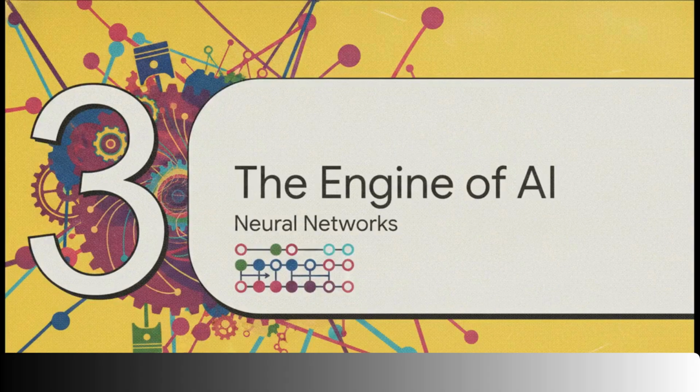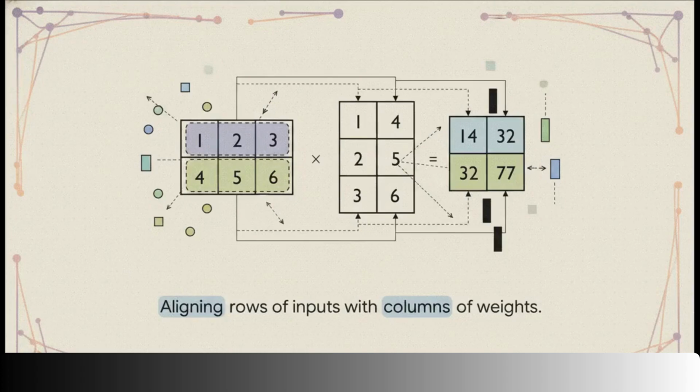Which brings us to part 3, the engine of AI. And this brilliantly illustrates how neural networks actually utilize this exact mechanism. When data passes through an AI, those inputs, which are vectors representing your data, are multiplied against a matrix of weights, and those weights represent the AI's learned connections. Based on the layout from Sebastian Raschka, you can visualize how the rows of the first matrix seamlessly align with the columns of the second matrix to compute the output.